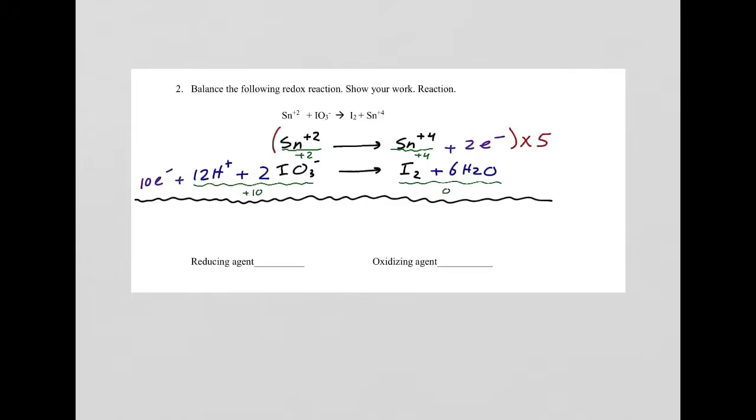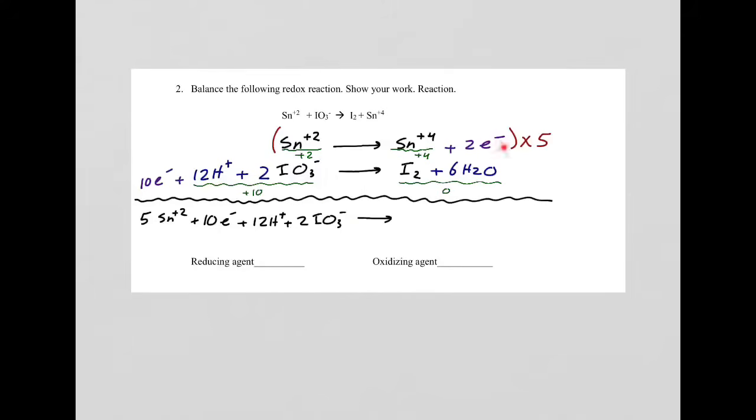The last thing you're going to do, remember at the beginning, we broke it up into 2 half reactions. We're going to combine them back together. So we're going to add all the reactants together. We're going to add all the products together. The only thing, don't forget, you have to multiply everything by 5 on here. So, do this with me. I'm going to get 5 Sn2+. I'm going to come down here, plus 10 electrons, plus 12 H+, plus 2 iodate.